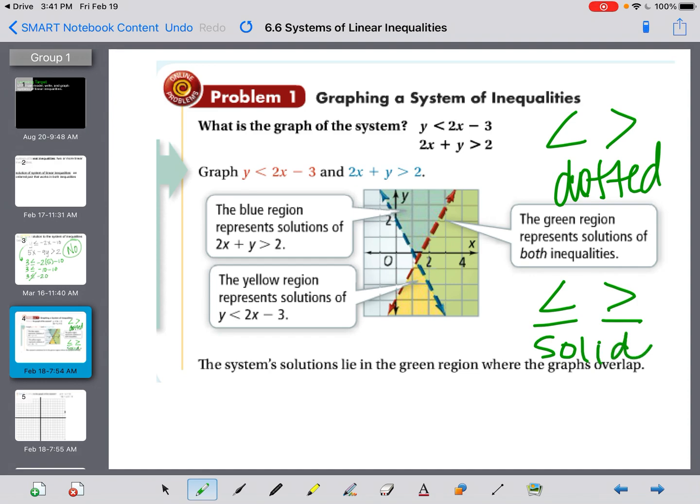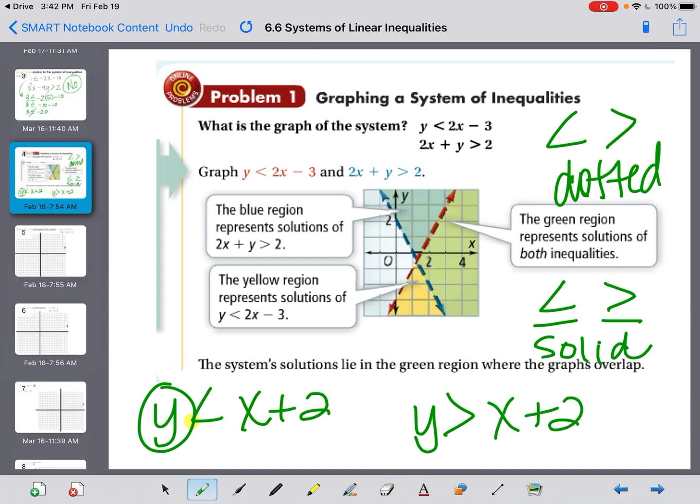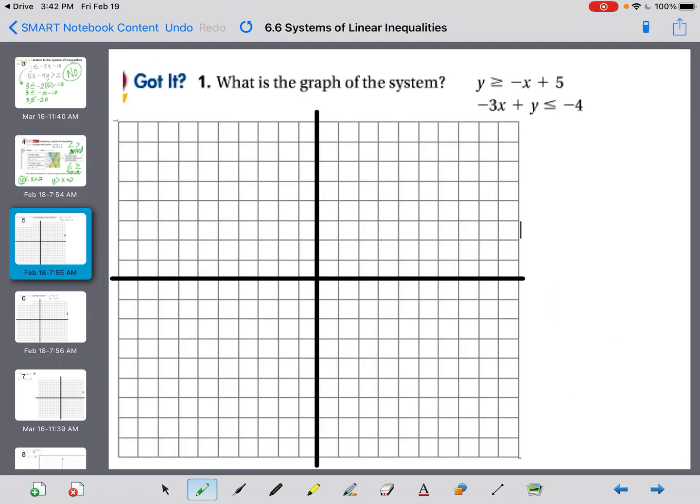Okay, also remember that we are actually shading wherever the y is. So if I have y is less than x plus 2, because this y is on the smaller, the less than side, I would shade everything below that line. If it were on the greater than side, the open side, that would be everything above the line. And we'll practice them so that you understand.